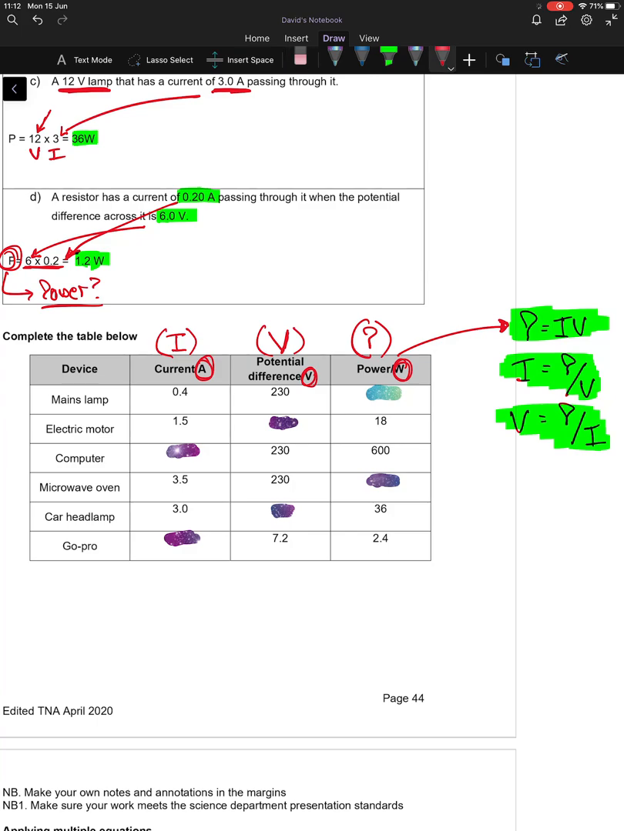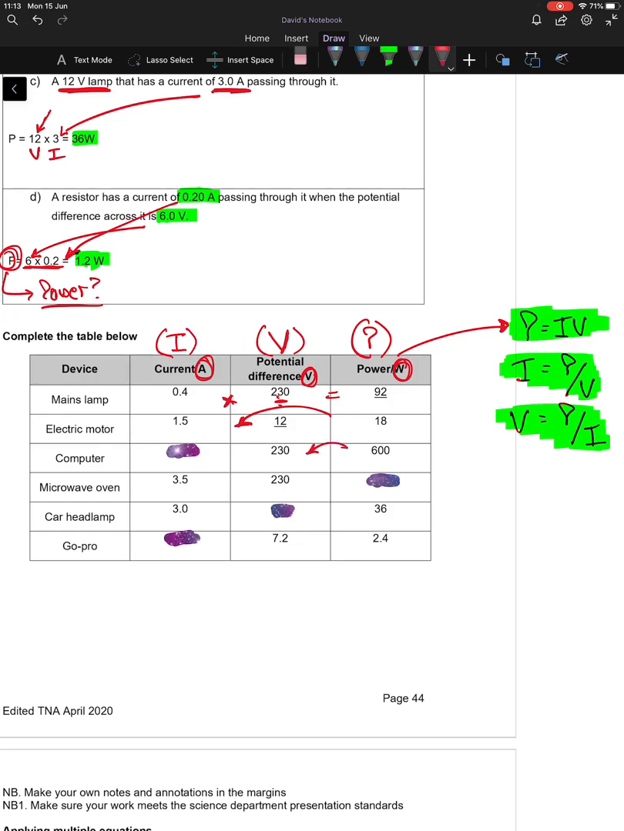So first up, potential difference and current, which means you need to do current times potential difference, which would give you 92. Mark it if you've got it right. 230 times 0.4. You've got power and you've got current, so you need to divide. So if you divide those, 18 divided by 1.5 should give you 12.